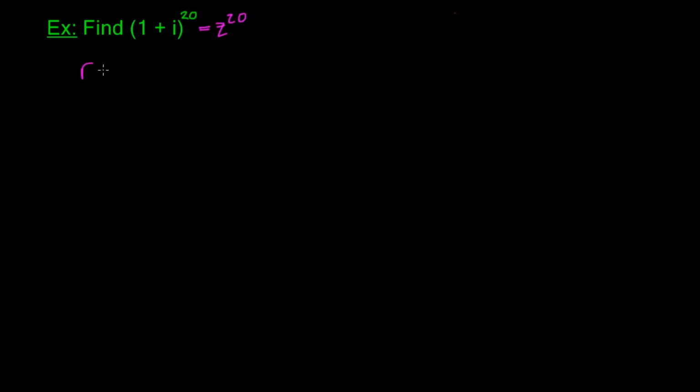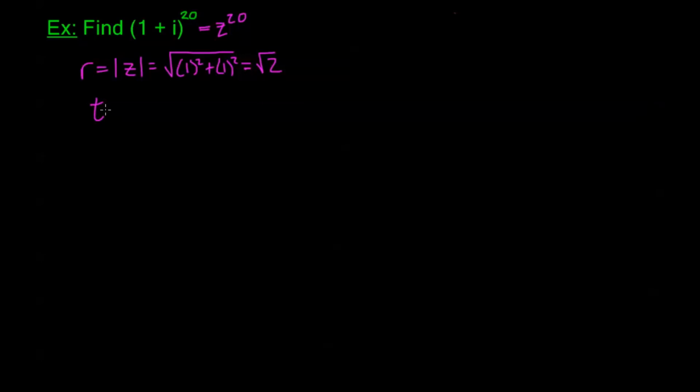So my r for this z is equal to the modulus of z, which here is going to be the square root of 1 squared plus 1 squared. Remember, not i squared, because i is not my b. My b is the coefficient of i, which in this case is 1. So we're going to have that r is the square root of 2.